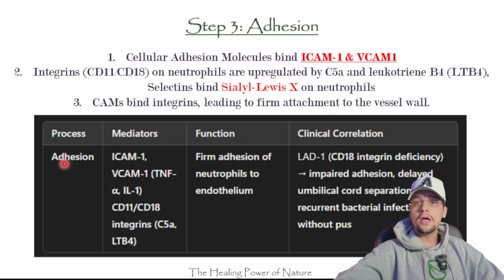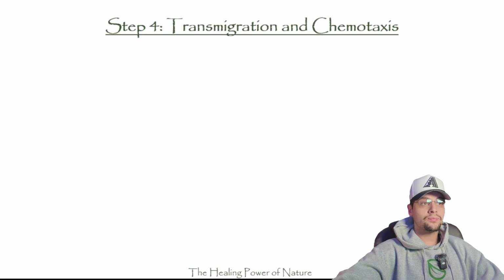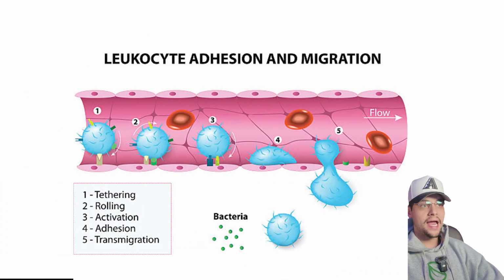So for adhesion, the mediators are ICAM1 and VCAM1, stimulated by tumor necrosis factor alpha and interleukin-1. CD11 and CD18 are integrins activated by C5a and LTB4. This allows for firm adhesion of neutrophils to endothelium. In LAD1, leukocyte adhesion deficiency 1, a CD18 integrin deficiency, there's impaired adhesion, delayed umbilical cord separation, and recurrent bacterial infections without pus.